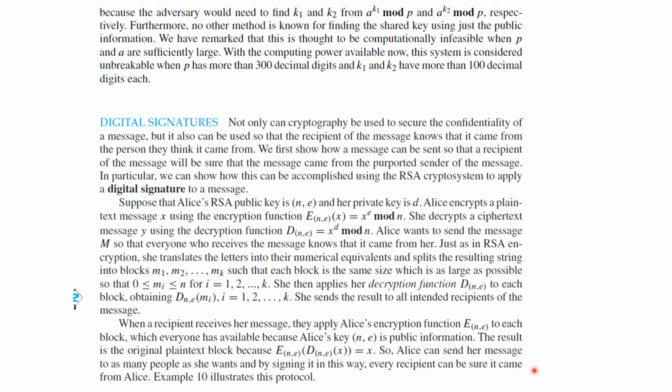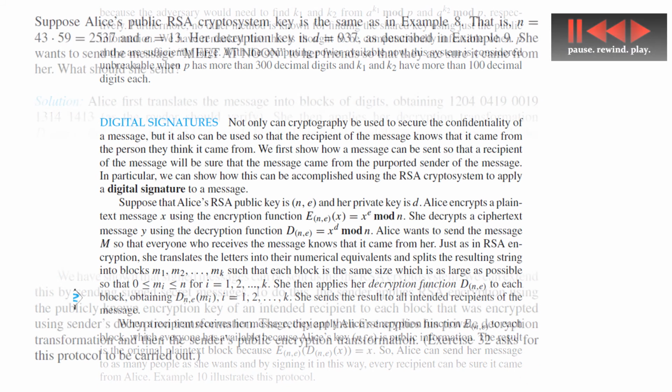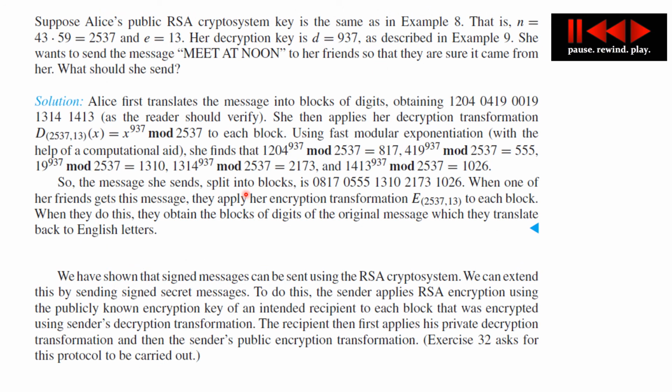And this is explained a little bit more in the example. So suppose Alice's public encryption key is the same as in the earlier example. n is 43 times 59, equal to 2537, and e is 13. Her decryption key, we remember, was 937 as described. So she wants to send the message "meet me at noon" to her friends, and she wants them to be sure it came from her.